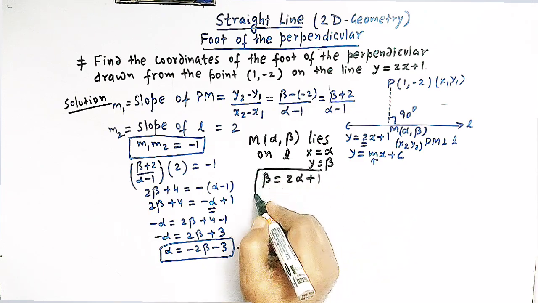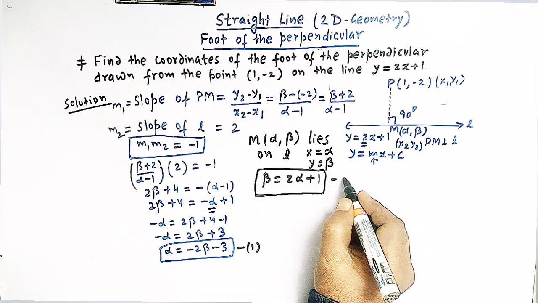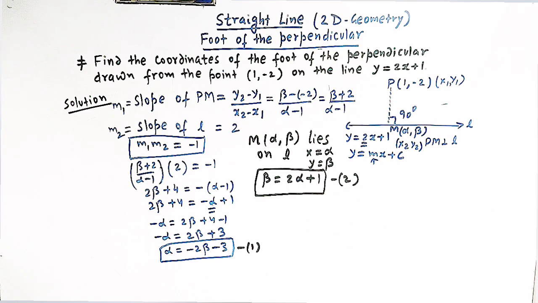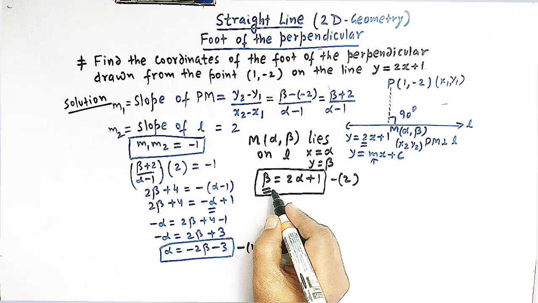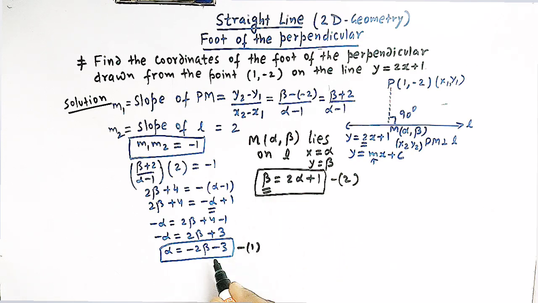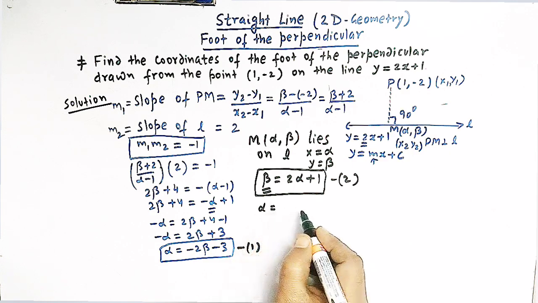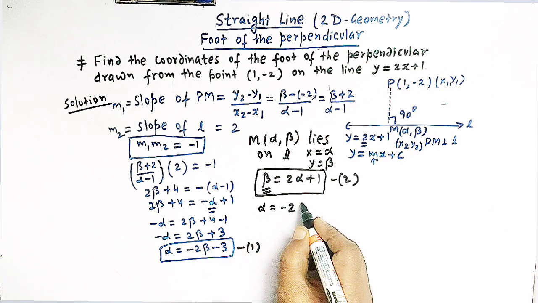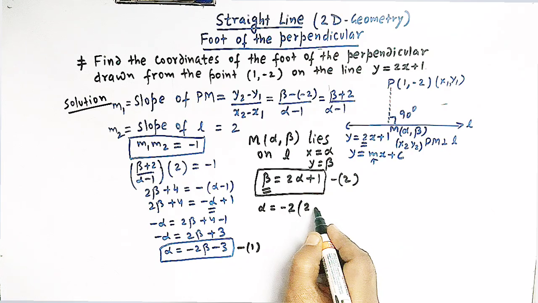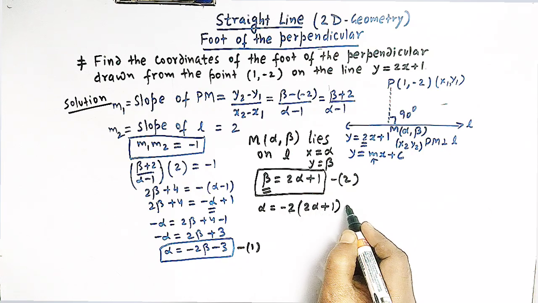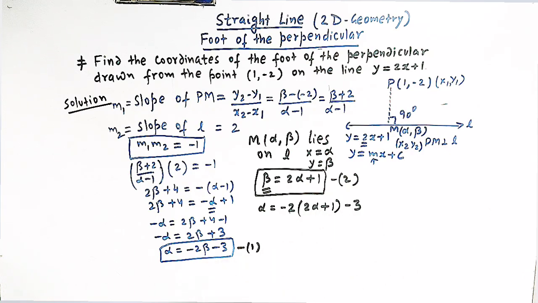So now we have another equation in alpha and beta. So now we have two linear equations, right? And we can solve these two linear equations by method of substitution. So let us substitute the value of beta in equation number 1, right? So we can now write alpha is equal to minus 2, and beta is given by 2 alpha plus 1, and then we have minus 3.